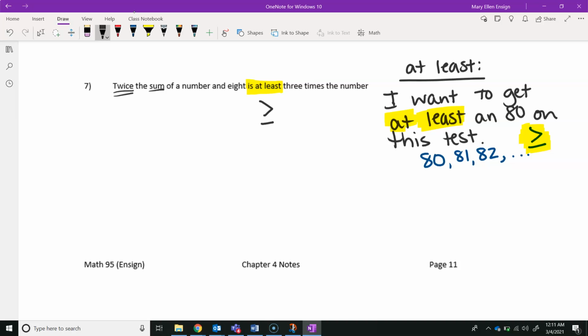Now when you see sum, you have to look for "and." The sum of a number and 8. That tells me that a number and 8 are the two things being added. So this is a sum. Two things are being added. Here are these two numbers. The "and" is where the plus sign goes.